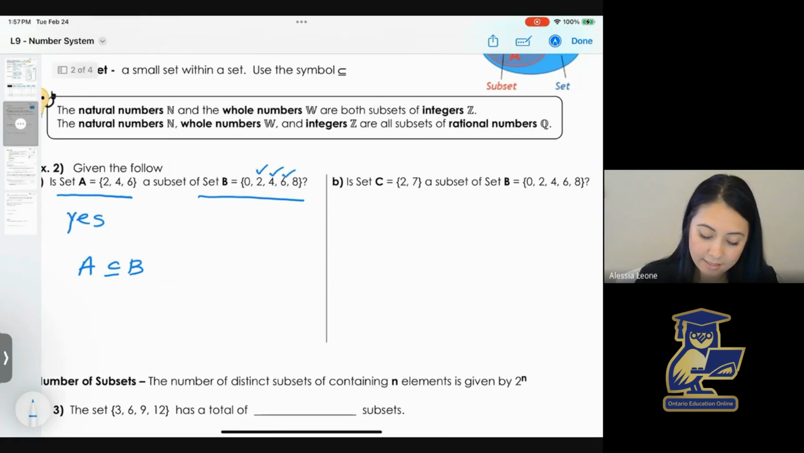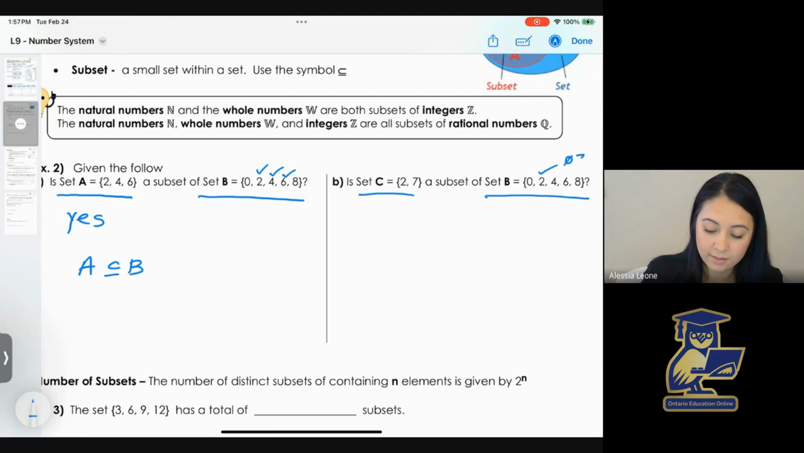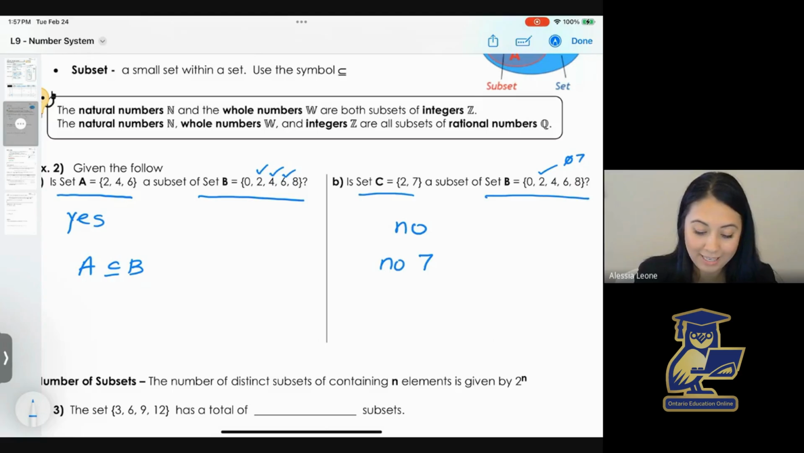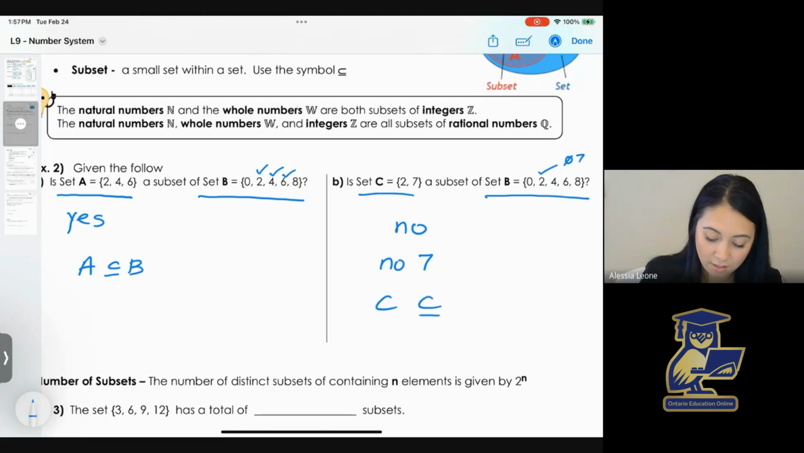Is the set 2, 7 a subset of this set? Let's check. Is 2 here? Yes. Is 7? We are missing 7. No 7. So the answer is no. There's no 7. So C is not a subset of B.